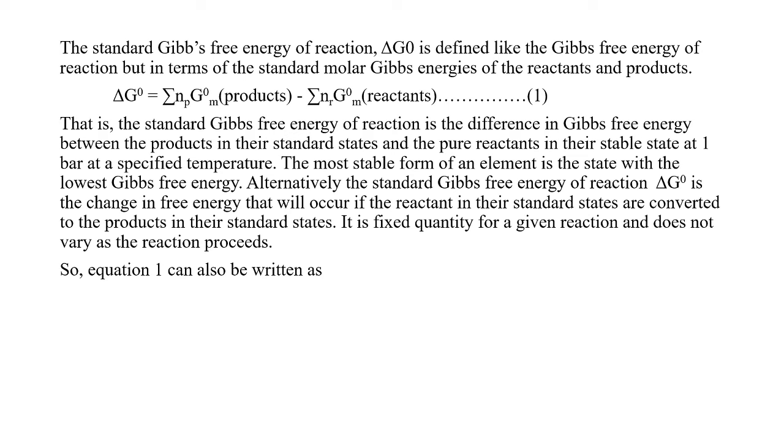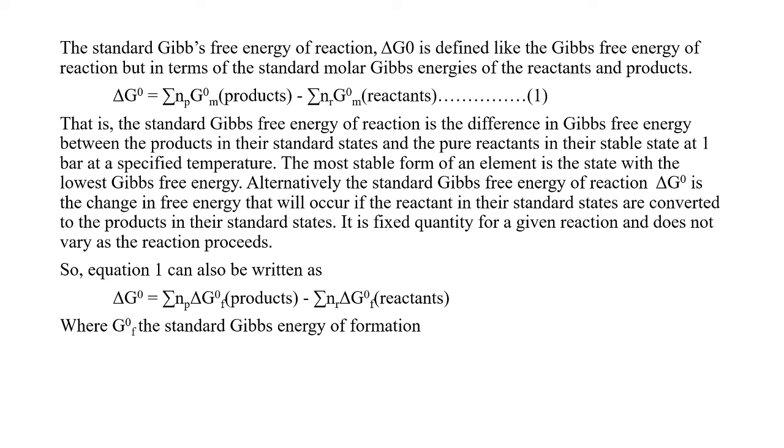So the above equation, that is the equation number 1, we can also write as delta G naught equals summation of Np into delta G naught f of products minus summation of Nr into delta G naught f of reactants, where delta G naught f is the standard Gibbs energy of formation, is the change in free energy that accompanies the formation of 1 mole of the substance from its constituent elements when the substance and elements are in their standard state.